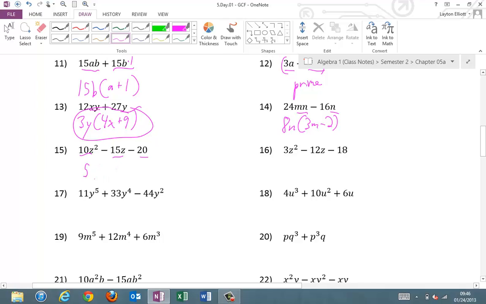If we pull a 5 out, then we have to check our z's. Well, I notice that the last term doesn't have a z in it, so I don't think we'd be able to take a z out of every term. Nope, so let's just take a 5 out. 2z squared minus 3z minus 4.